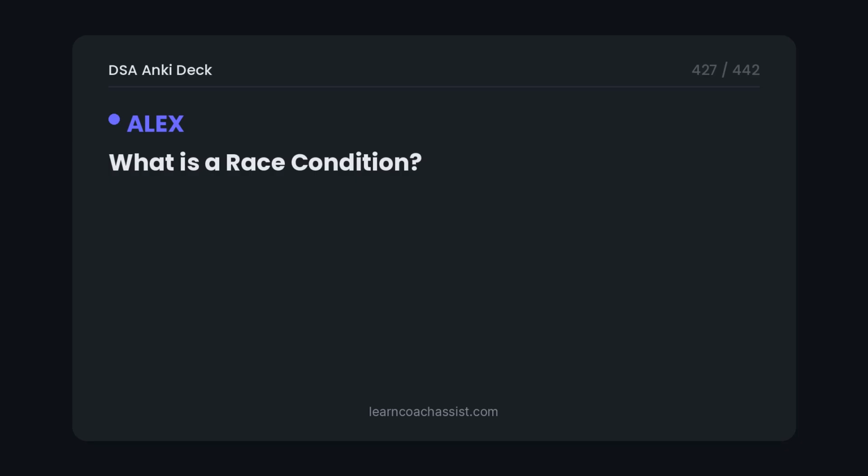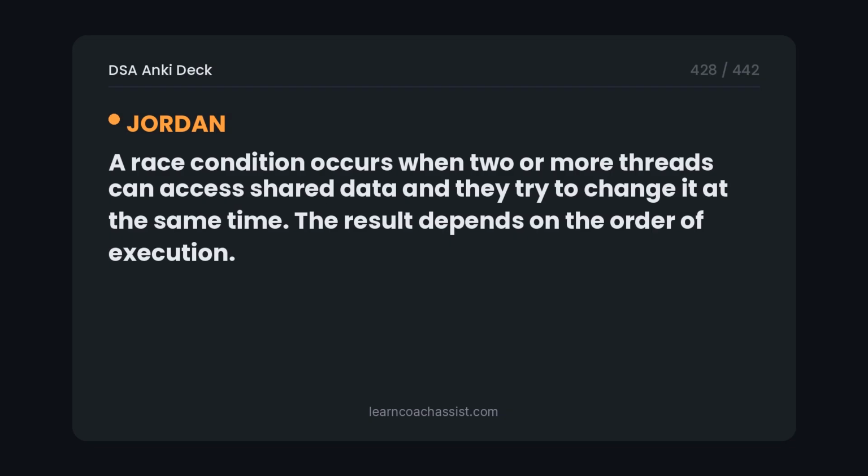What is a race condition? A race condition occurs when two or more threads can access shared data and they try to change it at the same time. The result depends on the order of execution.